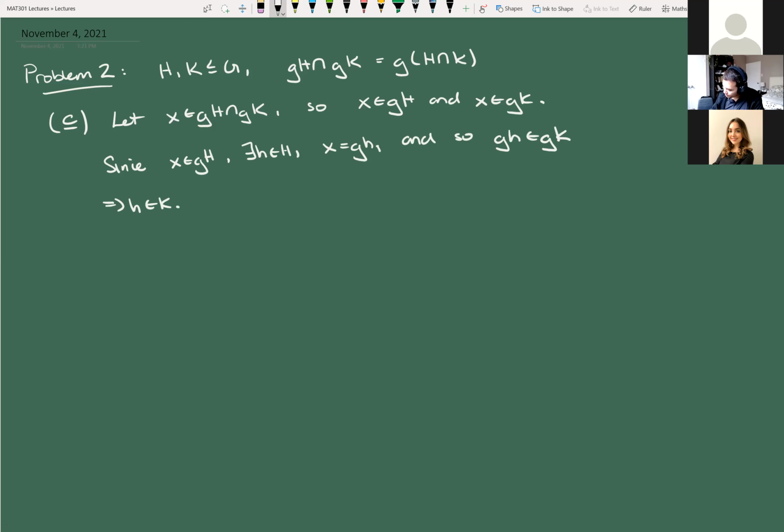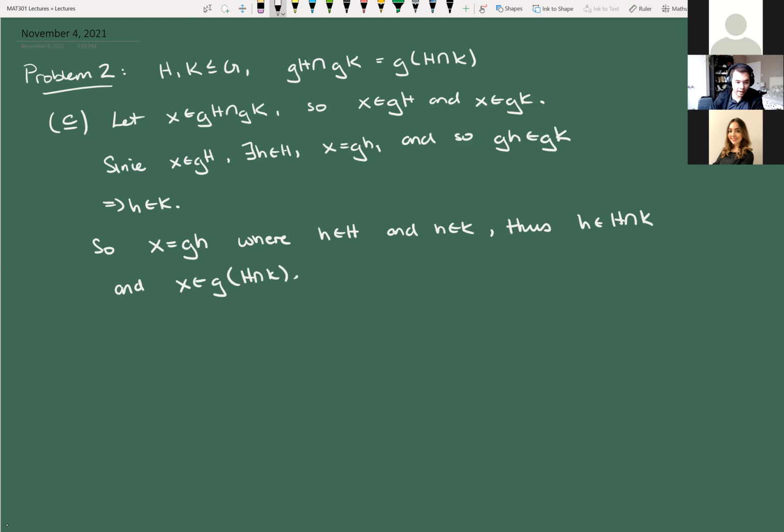So what have we done? We've said X can be written as gh, where h is in both H and K. Thus, h is in H intersect K. And that tells us that X is in g(H intersect K). So that gives us the first subset direction.